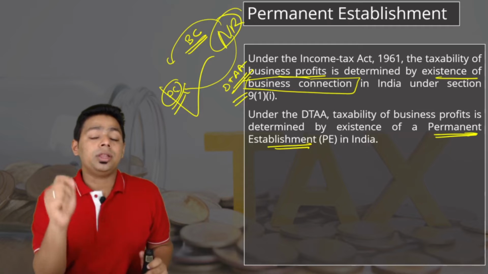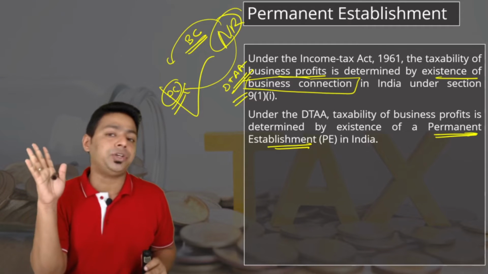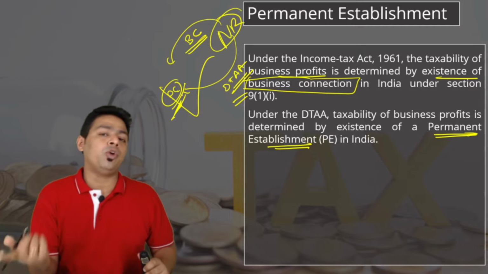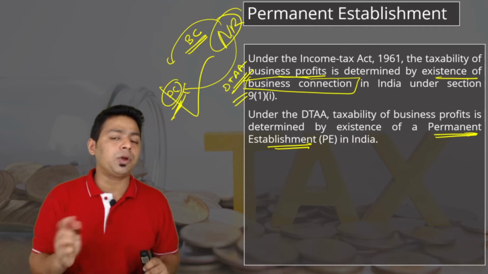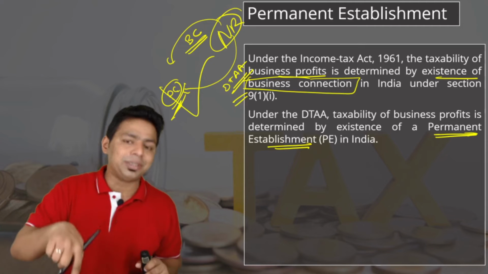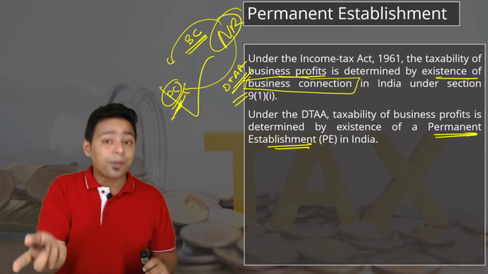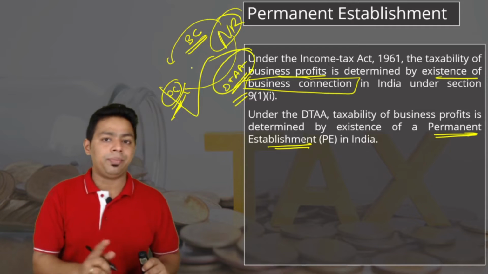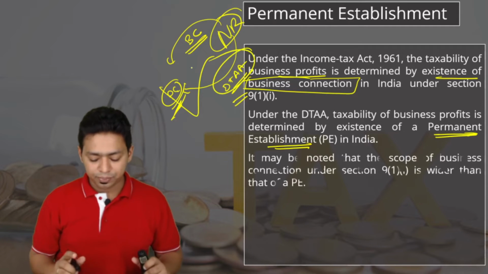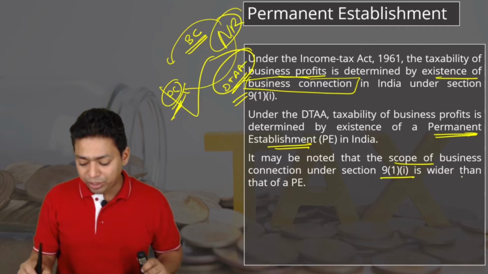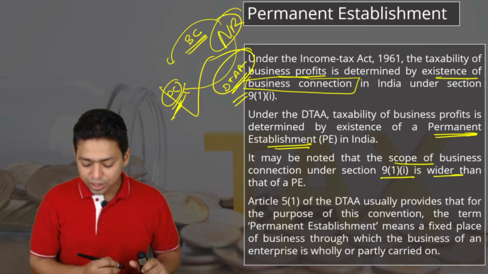NR will follow the concept which is more beneficial to him. And obviously, the concept of permanent establishment seems more beneficial to him. Under the concept of permanent establishment, many non-residents who have business connections in India but do not have PE in India are not liable to pay tax in India according to DTAA. Okay, that's the most important aspect. It may be noted that the scope of business connection under section 9(1) is wider than the permanent establishment.